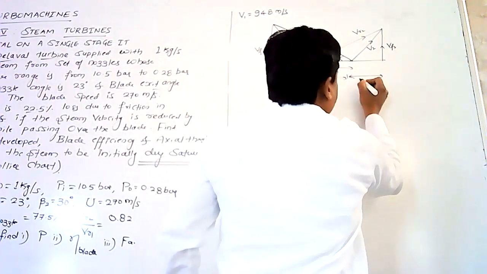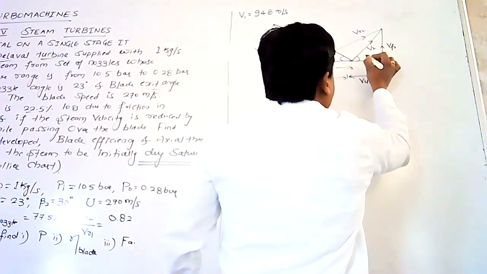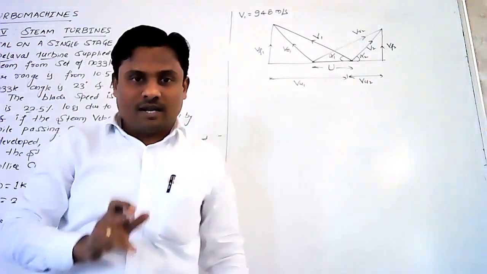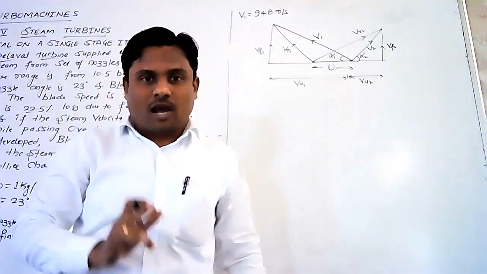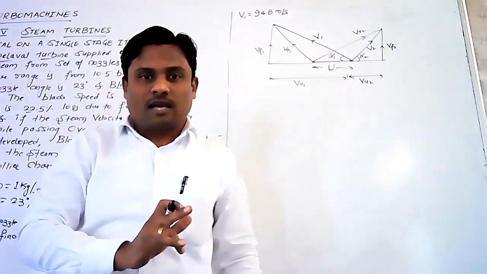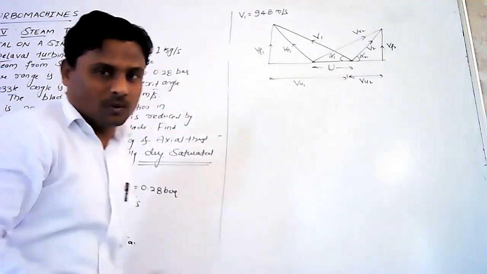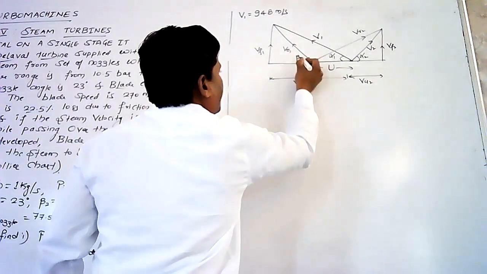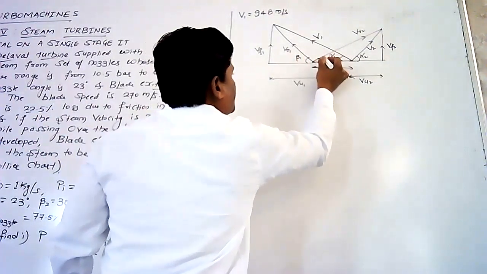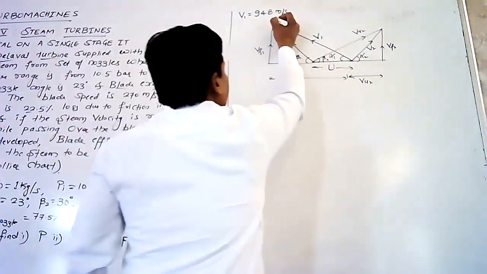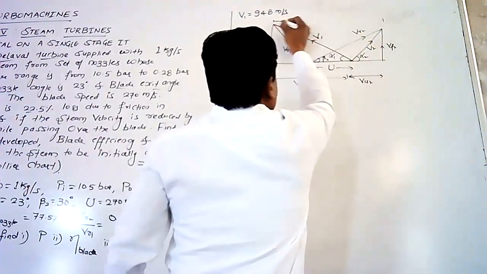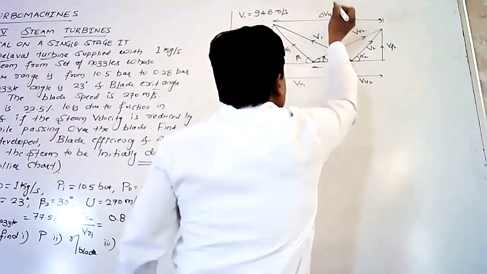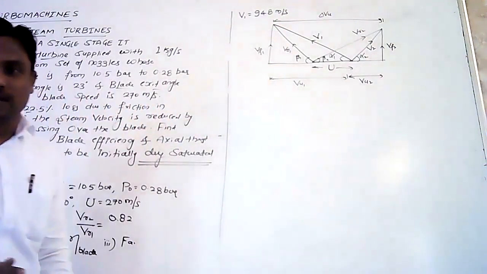So this complete vector is VU2, and here this is alpha 2. For V1 and V2, the angles are alpha 1 and alpha 2 respectively, and for VR1 and VR2, the angles are beta 1 and beta 2 respectively. So for VR1, the angle is beta 1, and for VR2, the angle is beta 2. Now the algebraic sum of VU1 and VU2 is delta V.